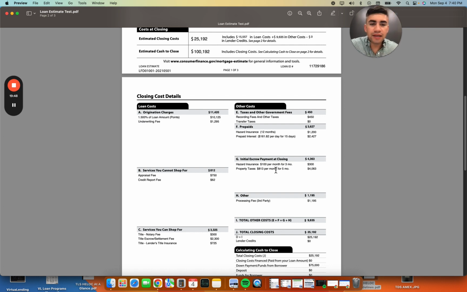Okay, same thing applies here with your property taxes. The difference is that in California, your property taxes are due twice a year, right?